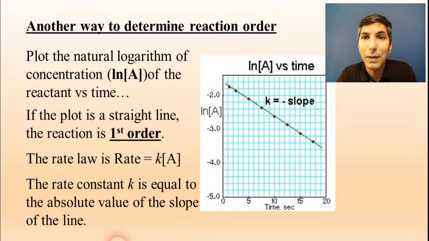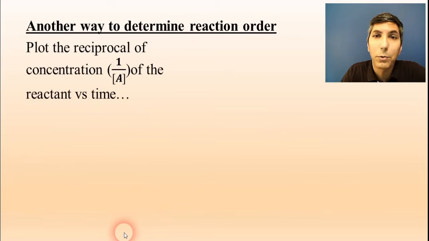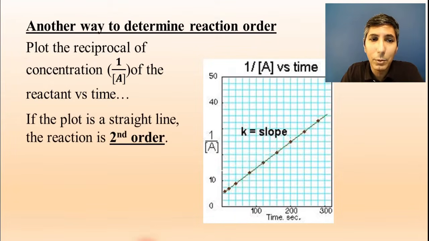So if that's the case, well, then you have to make yet another graph, a third graph. And in this one, you're going to make a graph of the reciprocal of concentration of the reactant versus time. So basically 1 over A versus time. And if you do that, and the graph looks like this, and it's a nice straight line, then we say the reaction is second order. So we have 3 possible graphs that you could make. Concentration versus time, natural log of concentration versus time, reciprocal of concentration versus time. Only one of those is going to be a straight line. If this one's a straight line, it's second order.